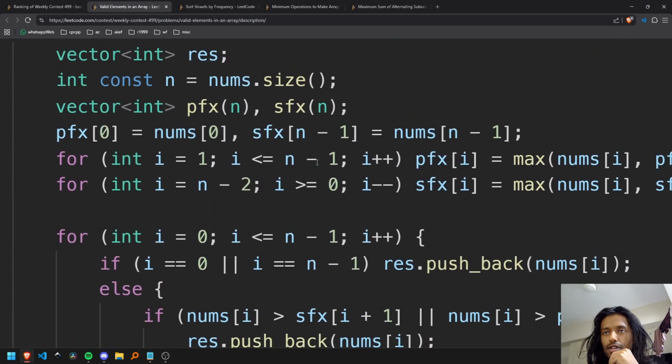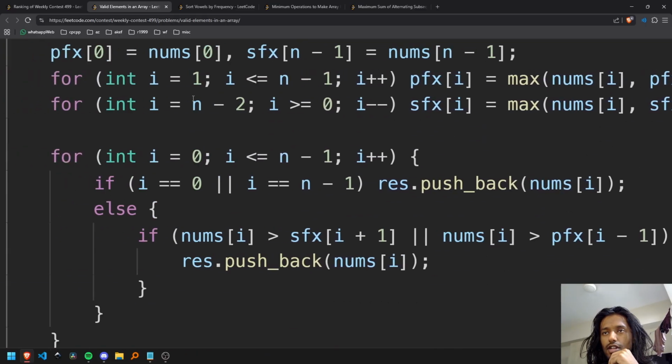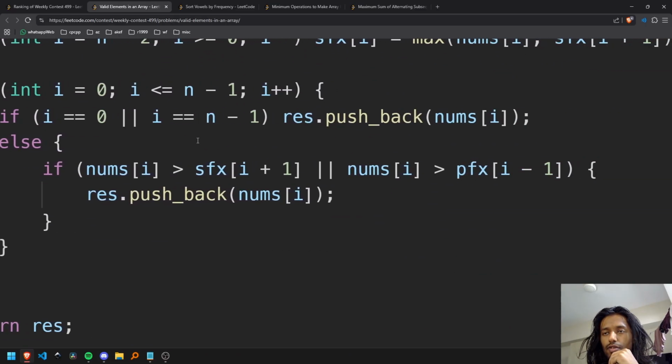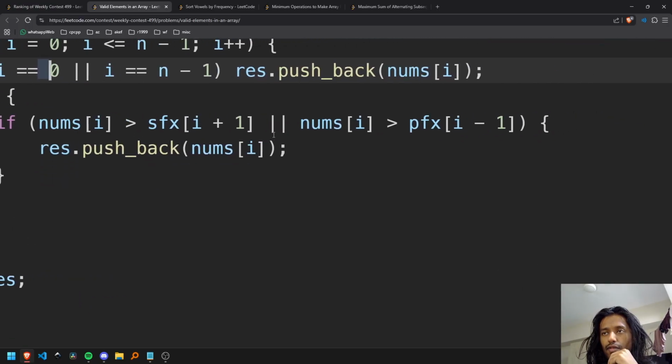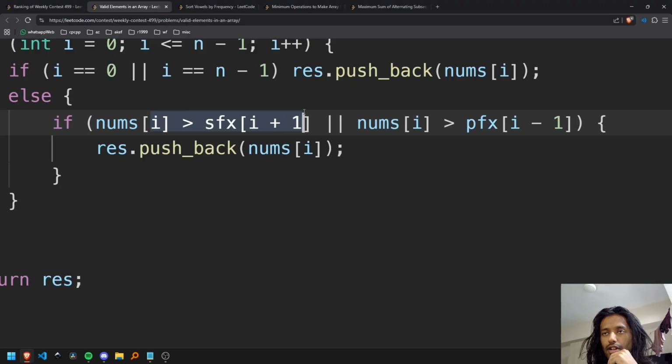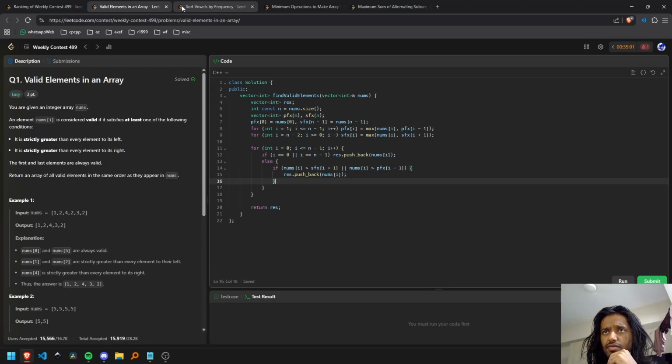So this was my implementation. This is the prefix max and suffix max. This is initializing them, and this is the loop with the condition where if it's first or last we push back, else if it satisfies either greater than the previous prefix or greater than the next suffix, we push back. So this was Q1.